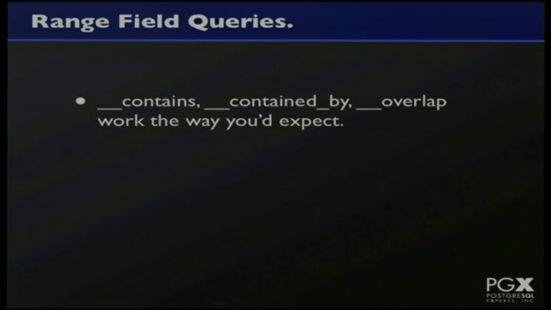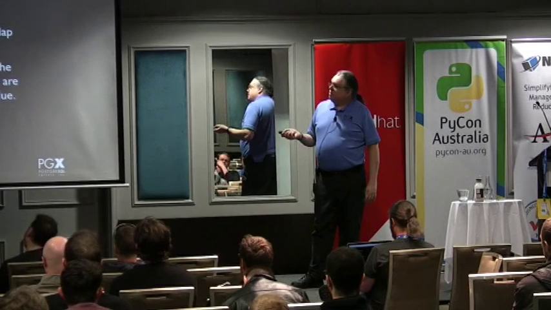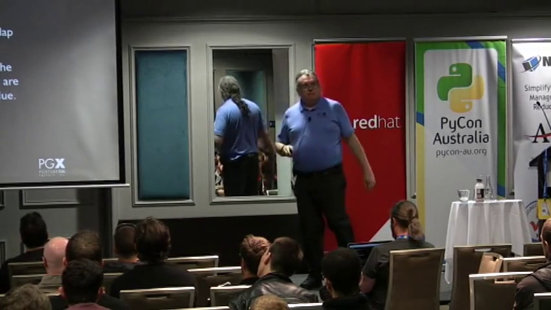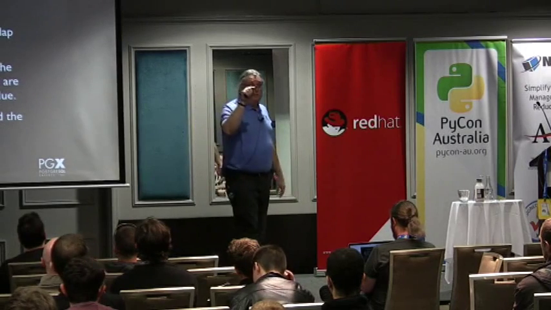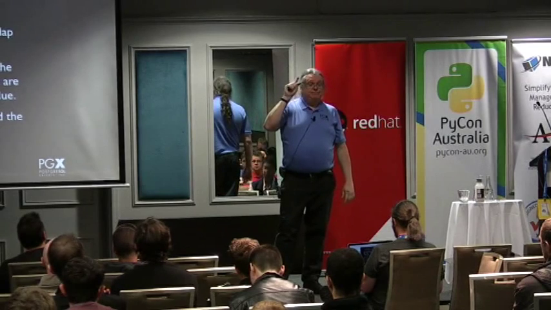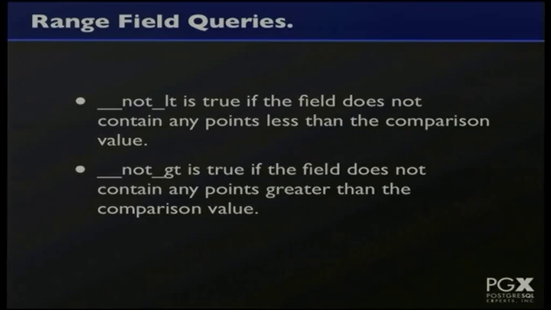We have contains and contained by and overlaps, which work just the way you'd expect. We also have fully greater than and fully less than, if both the upper and lower bounds of the field are less than or greater than the comparison value. So if it's completely disjoint one way or the other, you can match against fully greater than or fully less than. And adjacent to matches if, put up together, there is no gap between them, nor any overlap. This is one place where it's important to understand the difference between an open and closed range, because an open range with the paren will exclude 8, but with a bracket, it'll include 8, and so adjacent to will operate differently in those cases. So, be aware of that. We have then not less than and not greater than, which work as described.